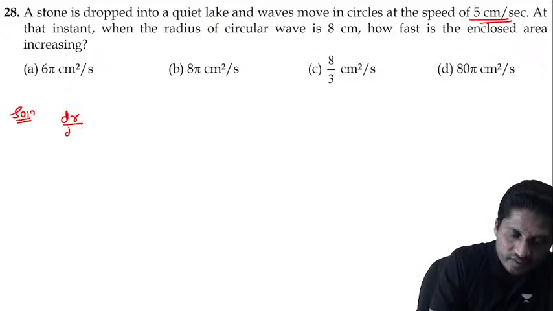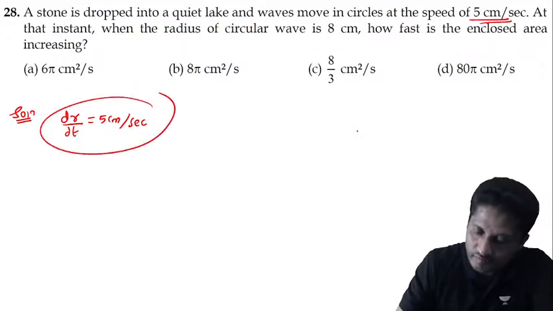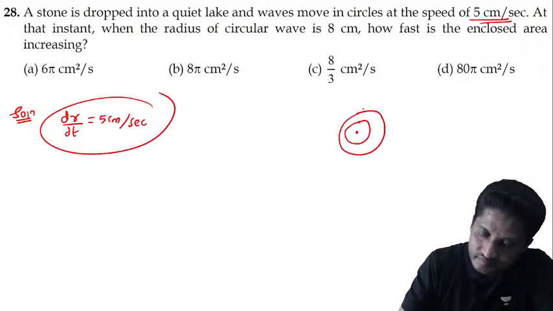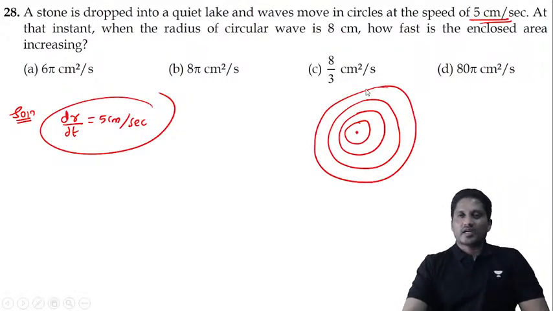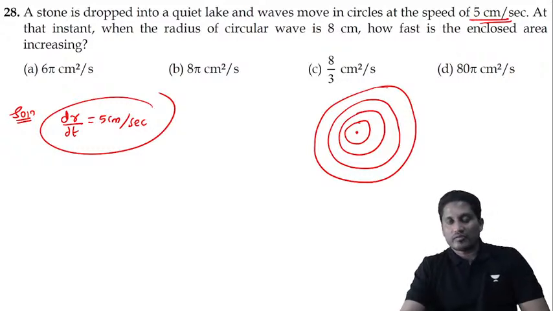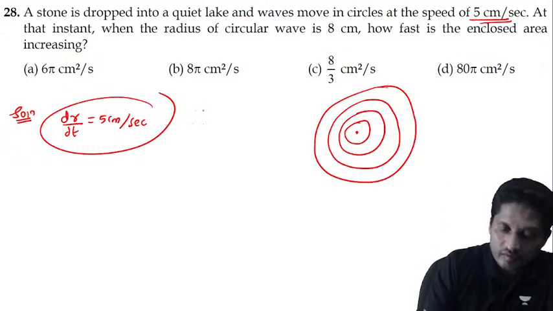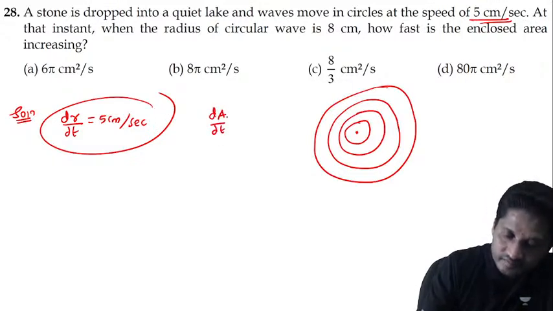The rate of change of r with respect to time is equal to 5 centimeter per second. When waves move in circles, obviously the radius is increasing, dr by dt is 5 centimeter per second, at the instant when the radius of the circular wave is 8 centimeter. How fast is the enclosed area increasing? I'm supposed to find dA by dt when r is equal to 8 centimeter.